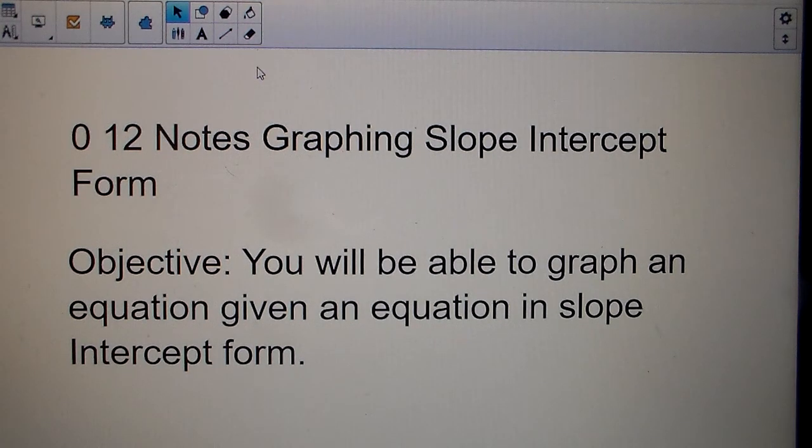Alright, next, these are O12 notes, graphing slope-intercept form. Your objective: you'll be able to graph an equation given in slope-intercept form.